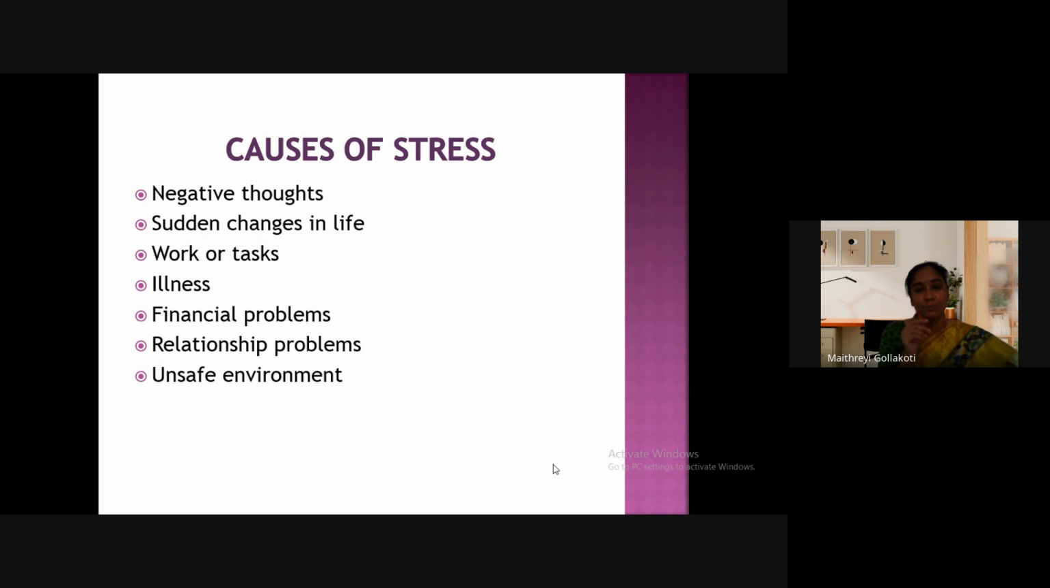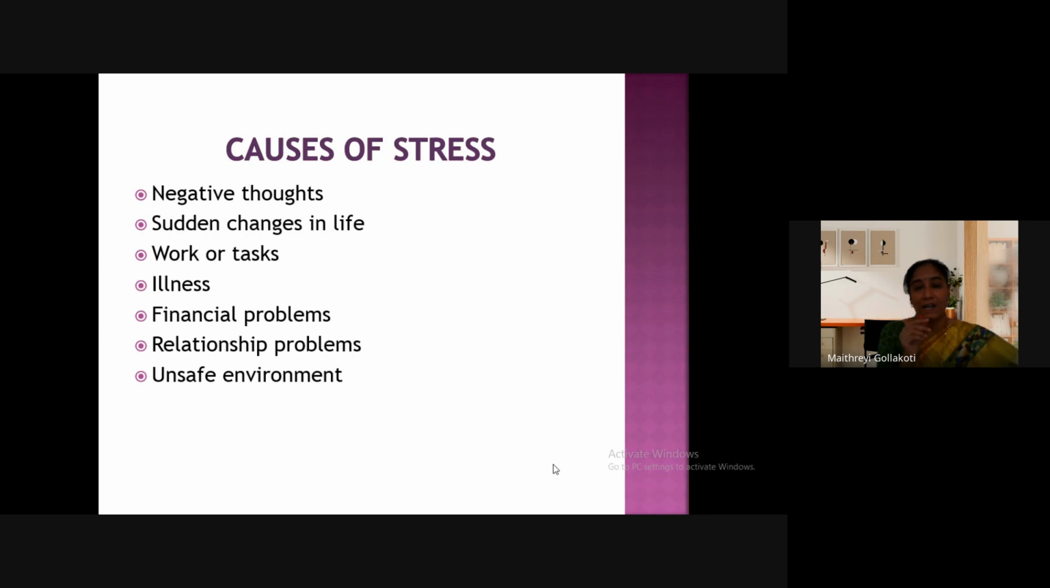So, negative thoughts should be removed. That is the first cause of stress. Negative thoughts, thinking of failure all the time. Okay. And next, sudden changes in life. Now, sometimes you may have to shift to a new place. Sometimes, if you take a new course, one of the subjects may be very difficult. Okay. Sometimes something happens to your children and that makes you very stressed. See, sudden changes always happen in life. So they are one of the causes of the stress.